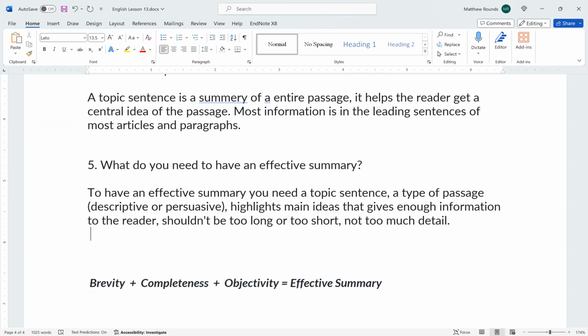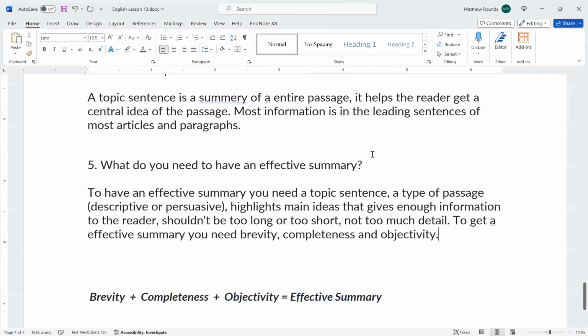All right. I just typed something in the chat and hopefully this works. So sorry, I was muted. That's okay. To get an effective summary, you need brevity, completeness, and objectivity. All right. I don't know why the teacher wants that, but they do. Maybe for clarification. Who knows? All right. There you go.